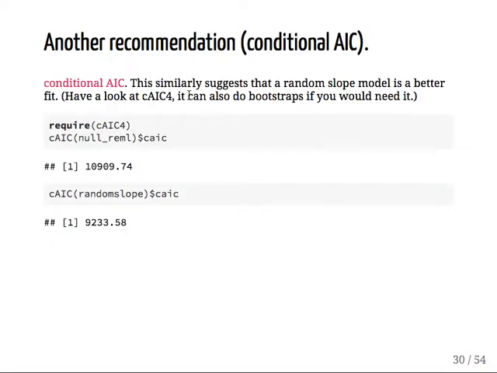So another way in which you could do this is the conditional Akaike information criterion. Rather than using this REML method, you can use, I'm going to call it cAIC, the conditional Akaike information criterion. We can call this package. We can get the conditional AIC for this null model and for this other model, and we can clearly see that this one is lower. So the model with a random slope is a better fitting model than a model with just a random intercept. Yeah.